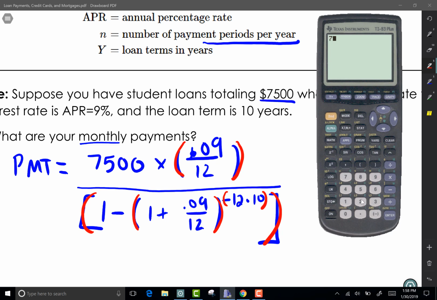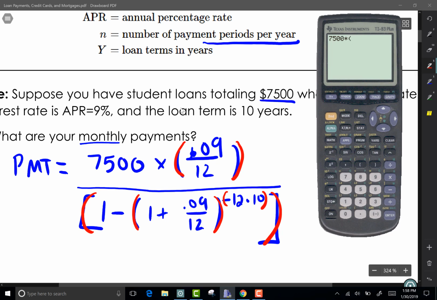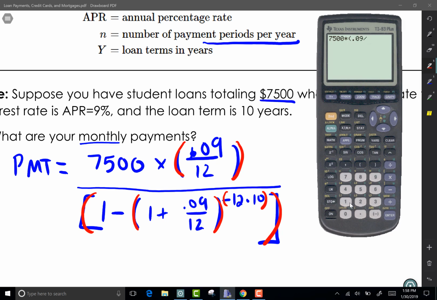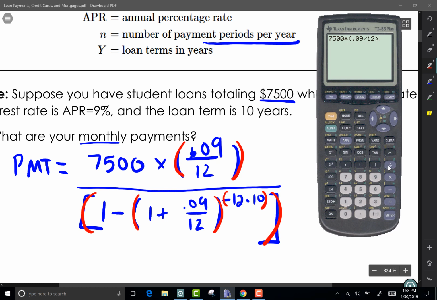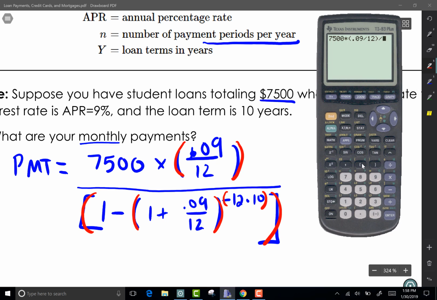Okay, so I have 7,500. I'm going to multiply. After the multiplication symbol, I have parentheses. So I have open parentheses, then 0.09 divided by 12, and then close parentheses. Then I'm going to divide everything by, and then I have open parentheses, 1 minus, then open parentheses again, 1 plus 0.09 divided by 12, close parentheses.